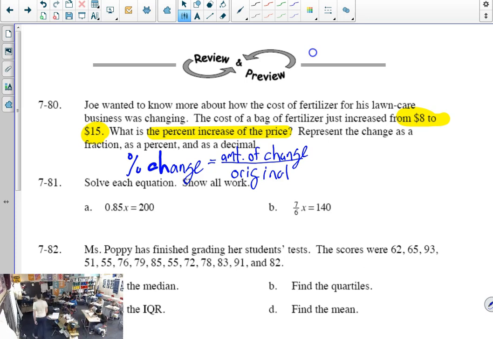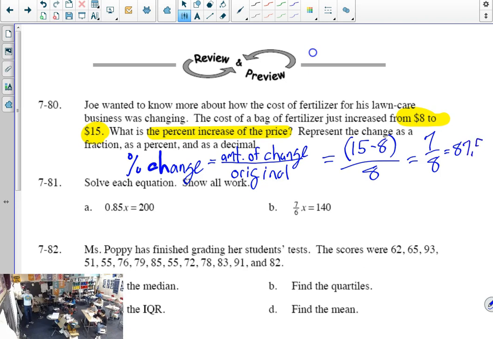Percent change. All percents are part divided by whole. But percent change, the part is what we changed by. The whole is what it was before. So really, the mathematical way to do it is show the subtraction. So my numerator would be 15 minus 8 over my original 8. And then we get 7 eighths, which is 87.5%.